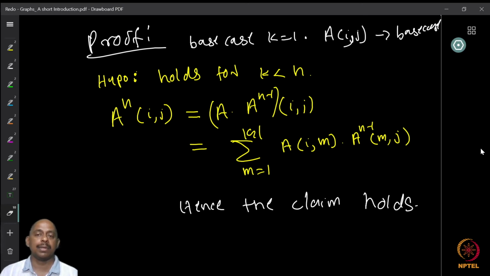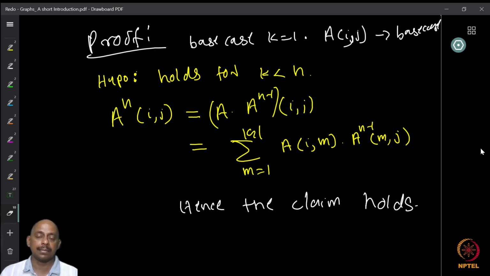Since A raised to n minus 1 of (m, j) is precisely the number of walks, not paths, of length n minus 1 from m to j, I can create a walk of length n going through this vertex m precisely if im is an edge. So I'm basically counting this way.